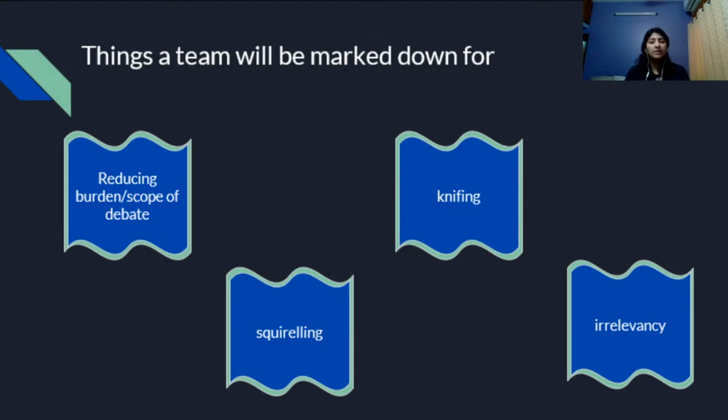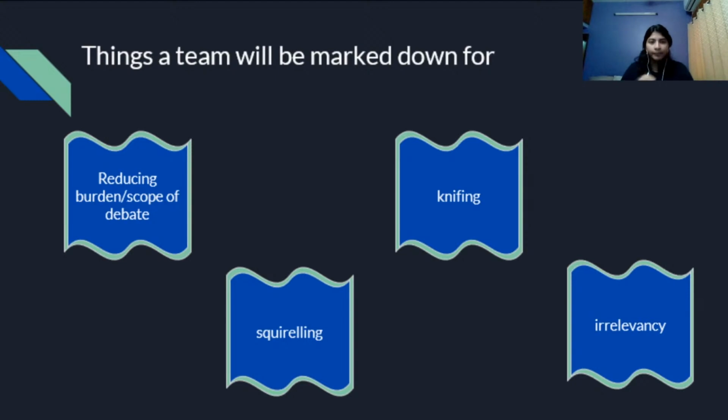Now, when it comes to squirreling, squirreling is basically giving a perspective to the debate that favors your side. There's a difference between debating for your side and changing the perspective towards your side. For example, take the motion: this house believes that animal testing should be banned. The government side is supposed to explain why it should be banned, and the opposite side is supposed to explain why it should not be banned.